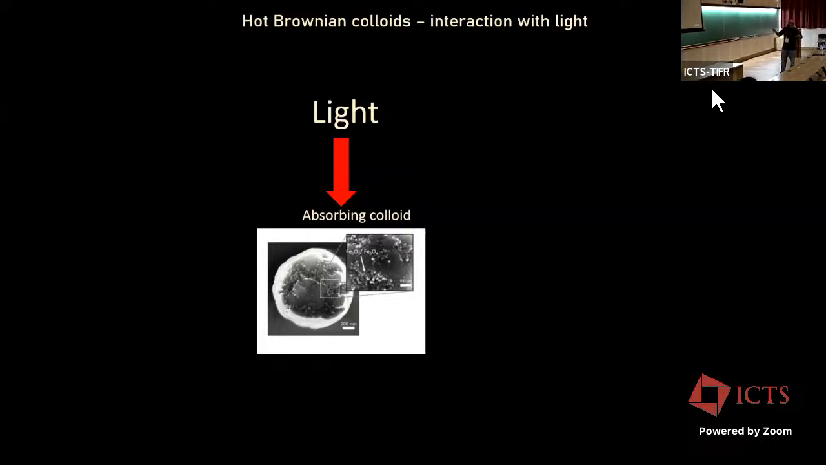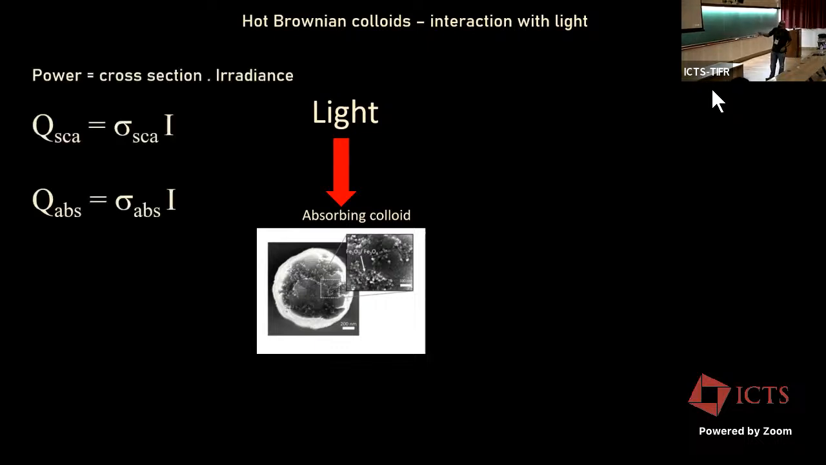And this will somehow also bring light matter interaction into play. So if you now take the general definition of the power in a specific kind of light matter interaction, it is essentially given by the cross section times the irradiance. So there are two processes, scattering and absorption. And if you look at this particular interaction, the scattering power is proportional to the intensity, but this is related to the scattering cross section and the absorption cross section for the Q absorption.